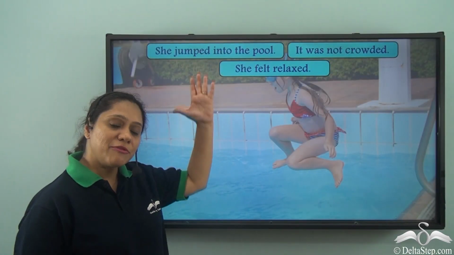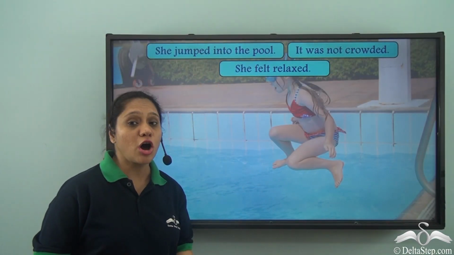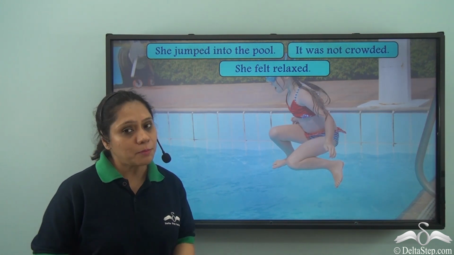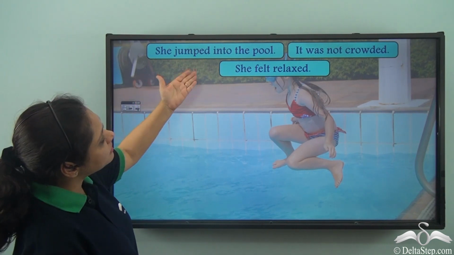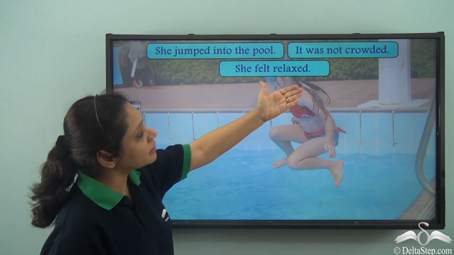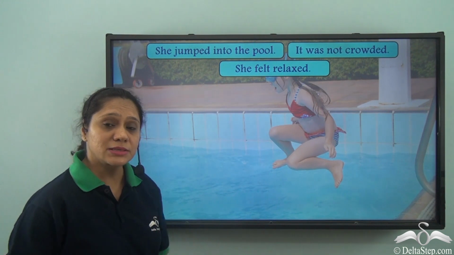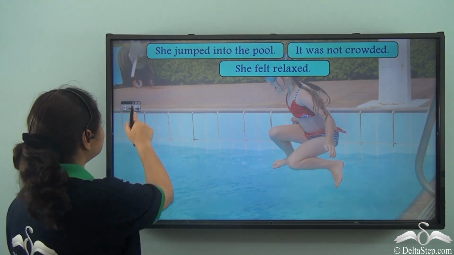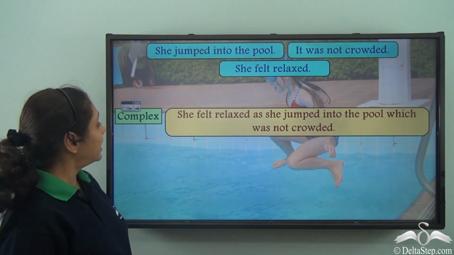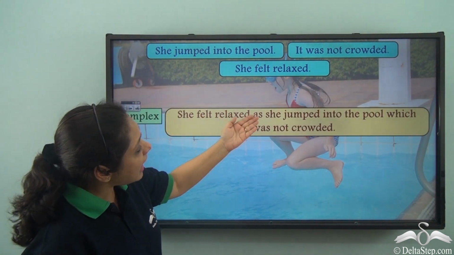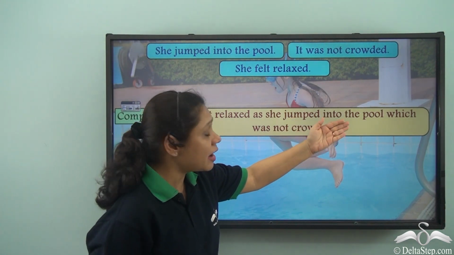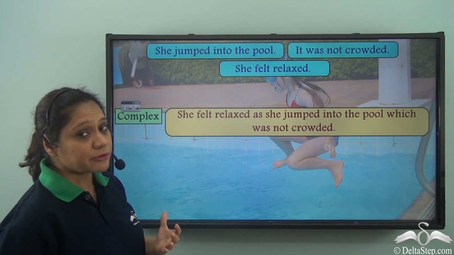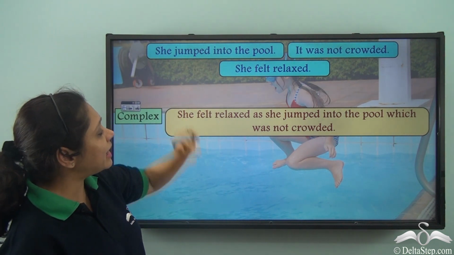Now here we have been given three simple sentences or three main clauses which we have to join to form a complex sentence. She jumped into the pool. It was not crowded. She felt relaxed. So how will we join all the three clauses to form a complex sentence? We can say, she felt relaxed as she jumped into the pool, which was not crowded. So what have we done here? We have joined the two clauses. She felt relaxed.